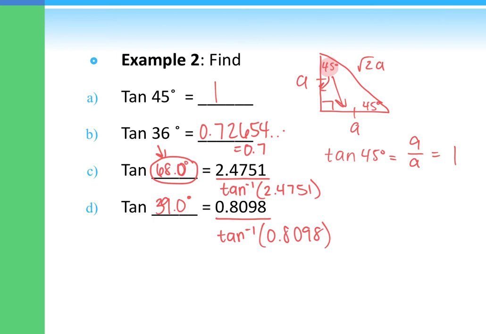Are we comfortable using it with our calculators? Are we comfortable with what the ratio is? It's just the side opposite over the side that's adjacent, as long as they're both legs, not the hypotenuse. Got it?